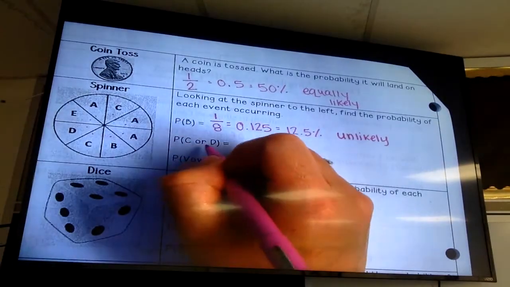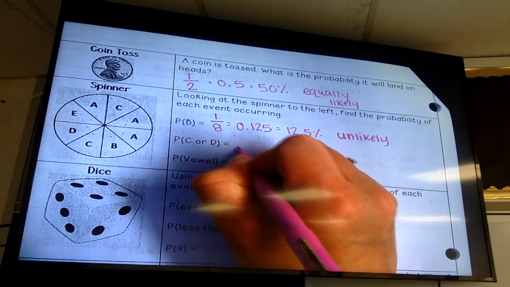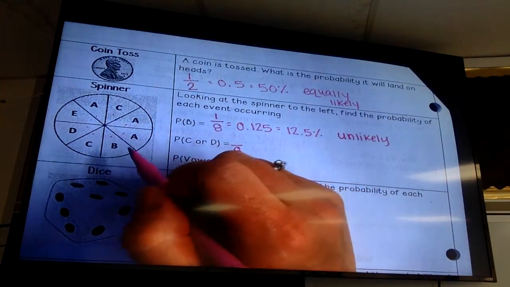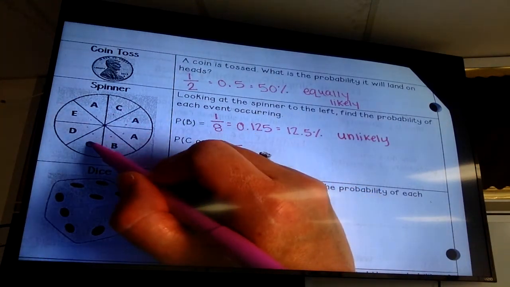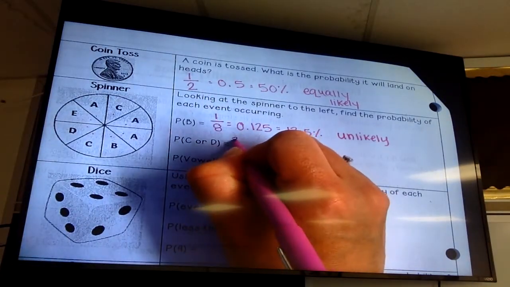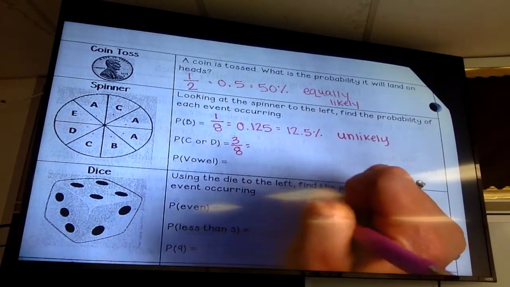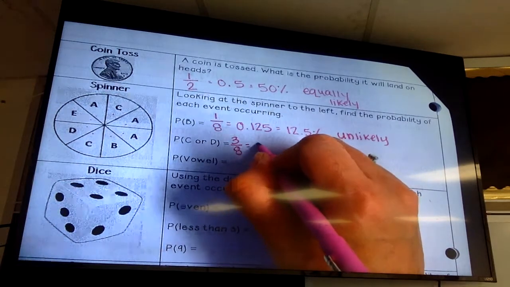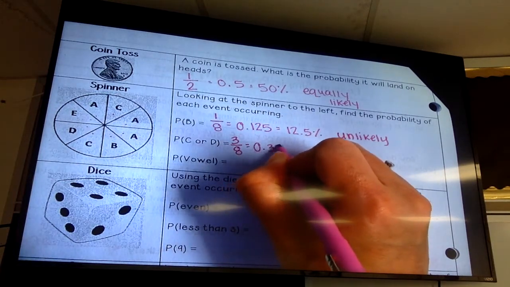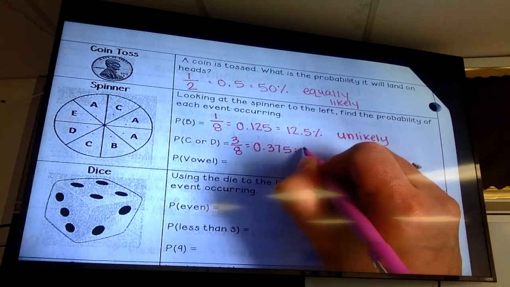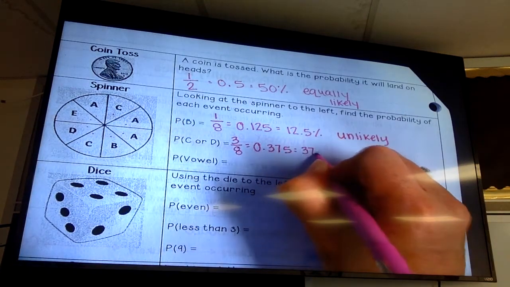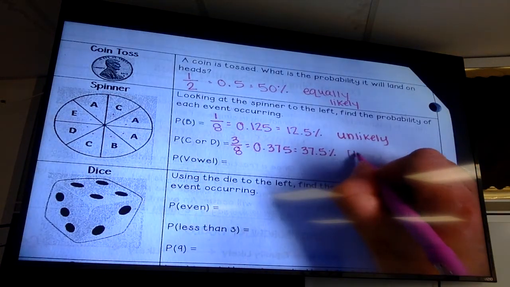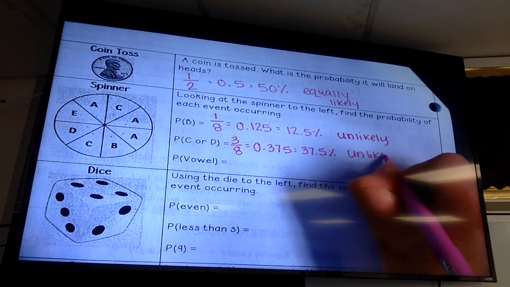Right? The probability I will pick a C or a D. So again, we know there's 8 spaces. Now we have to see how many of them have a C or a D. So there's 1, 2, 3. So we're going to say 3 out of 8. Let's convert that into a decimal. So 3 divided by 8 is going to give you 0.375. As a percent, that's 37.5%. And again, it's less than 50%, so we're going to call it unlikely.